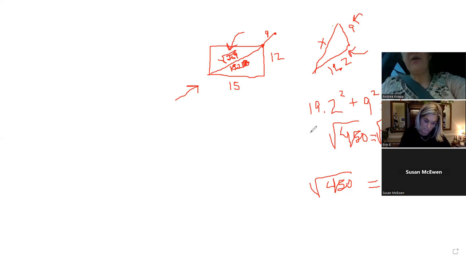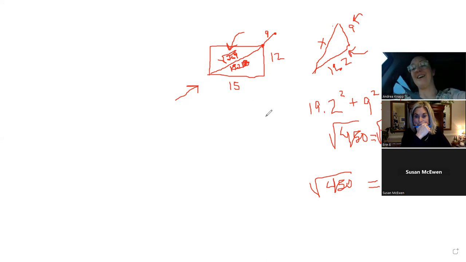Now, if we had started differently, instead of choosing 15 and 12 for our length and width, let's say we had done 9 and 12 instead and worked out the problem, then we would have gotten a lower x. But I was just smart about how I chose my initial length and width because I was going after the longest possible length x there.